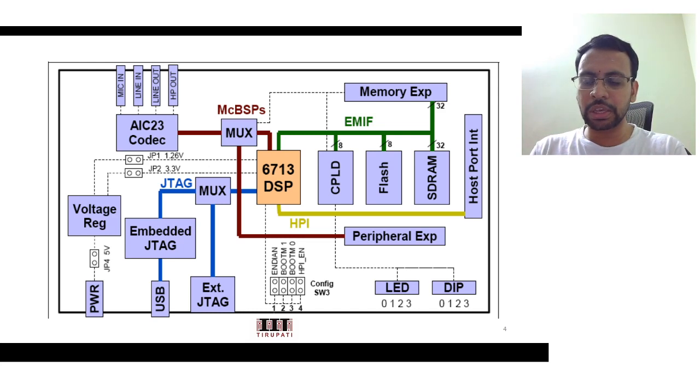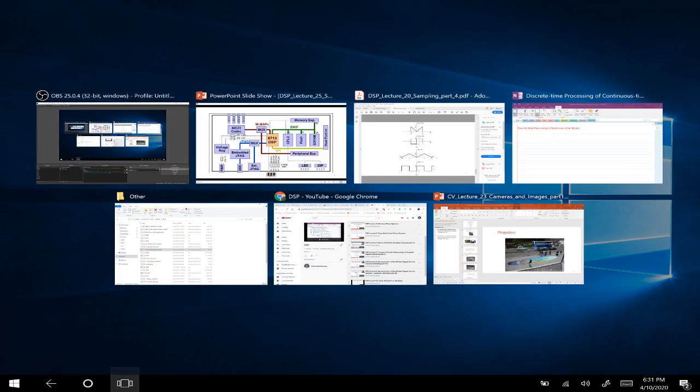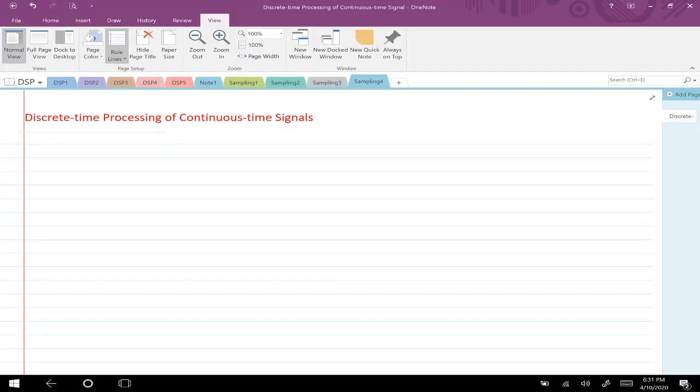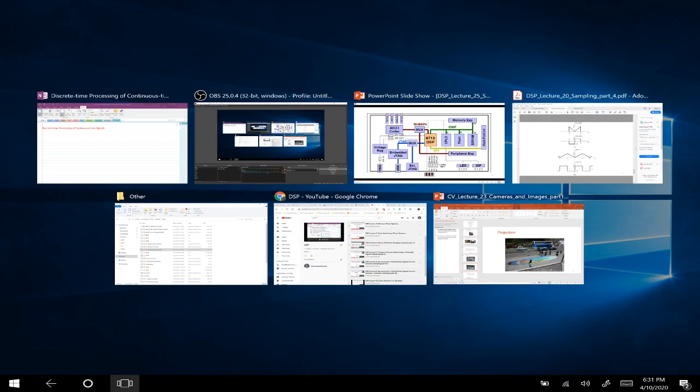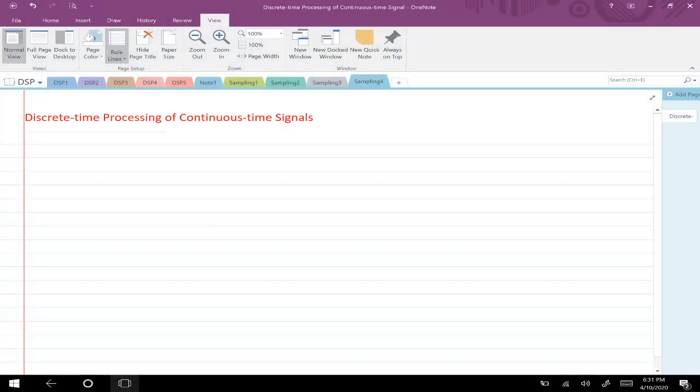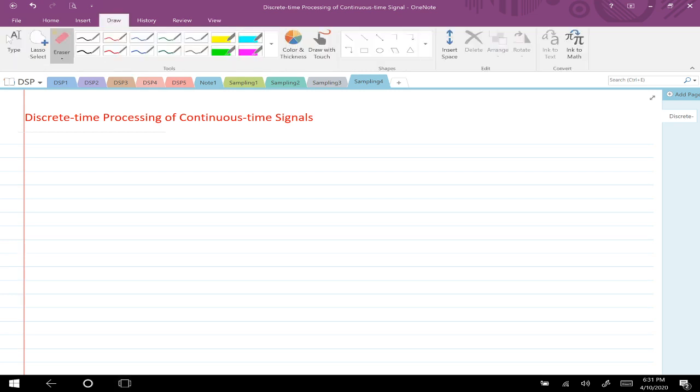For that, let me go to the desktop sharing mode, and then let me go to this. Hope the desktop mode is on, right? So this is what we are going to do now, the discrete time processing of continuous time signal. This is what we are going to study now. So let's first start with a simplified block diagram.